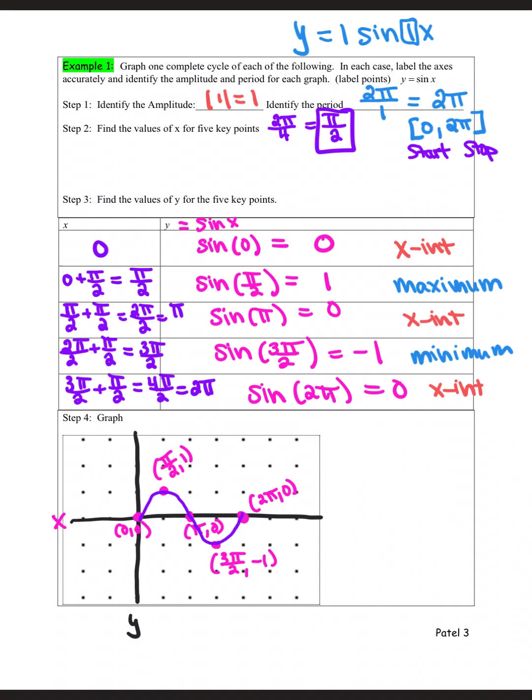Notice that the graph of the sine function starts at the x-intercept, then it goes to max, then x-intercept, then to min, to the x-intercept. So I call my x-intercept my base. It goes base, max, base, min, base. Now, the base is always going to be 0 unless we have some kind of shifting going on, which is going to be the vertical shift.